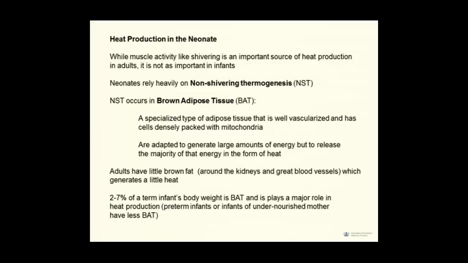And while we do retain a very small amount of brown fat as an adult, we have just a tiny bit of it that's found around the kidneys and around some of the larger blood vessels, and it does generate a certain amount of heat. Right? 2-7% of a full-term baby's body weight is attributable to brown fat. So they have a significantly greater proportion of brown fat compared to adults.